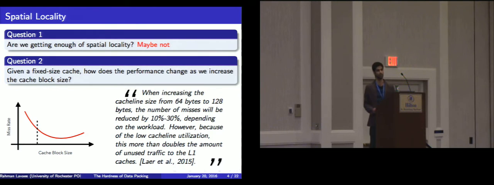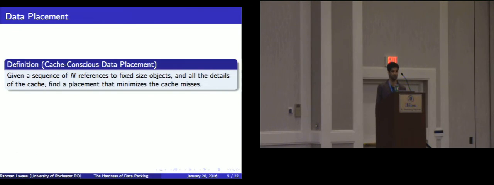Now, what we are going to do in this work is introduce a framework to analyze how efficiently we can improve spatial locality, and we are going to study the complexity of the problem. So what is the most general problem? Let me tell you before this that the most obvious way to improve spatial locality is by replacing data in memory, which is called data replacement or placement, data layout, whichever you want to call it. The most general problem definition is: given a sequence of n references to fixed size objects, and all the details of the cache, find a data placement in memory that minimizes the number of cache misses. This is called cache-conscious data placement.